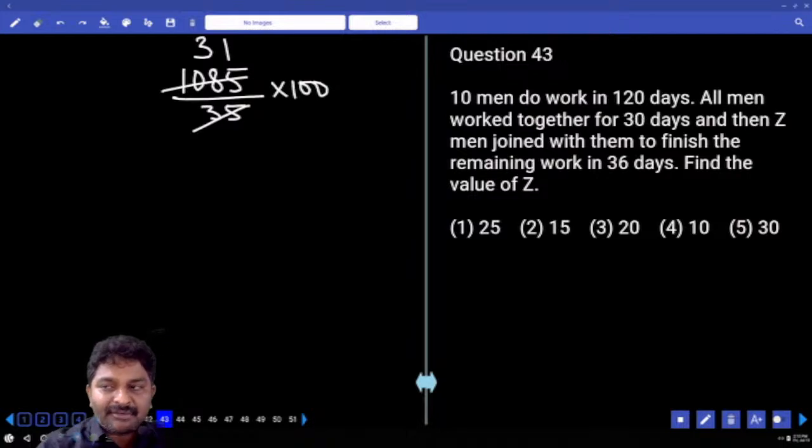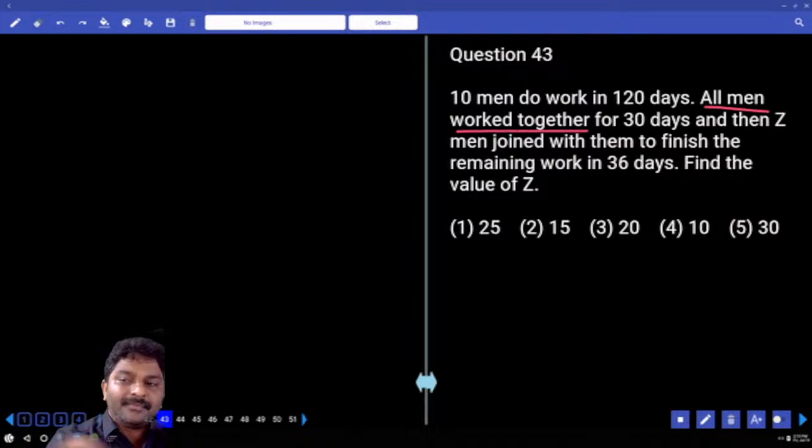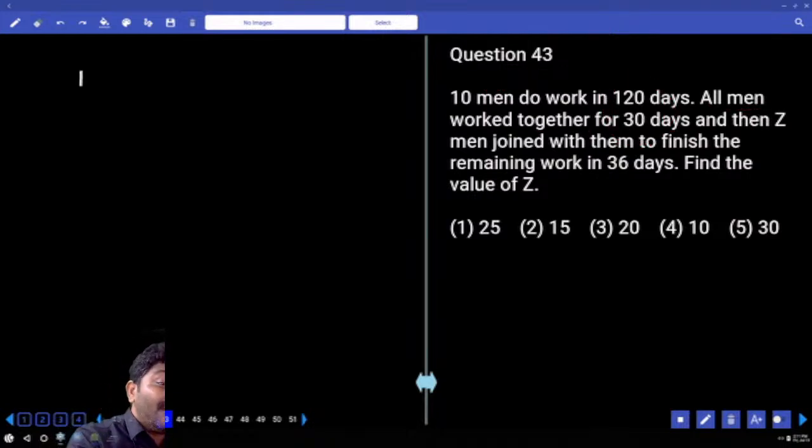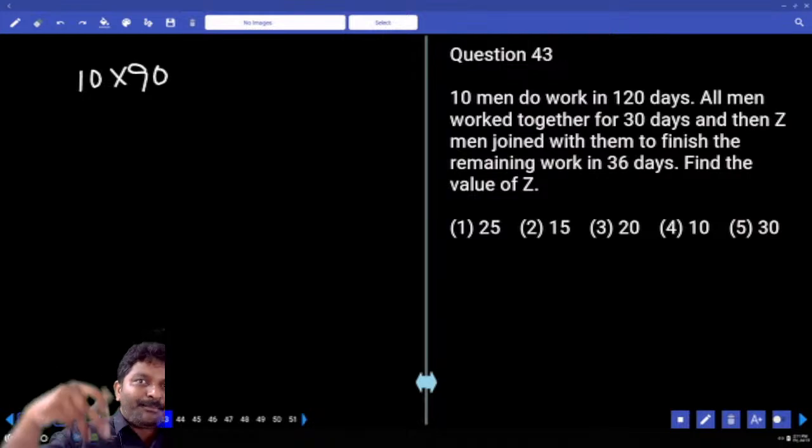10 men do the work in 120 days. All men work together, all men meaning 10 men. 10 men started working together for how many days? 30 days. So how many more days do they need to work? How many men? 10 men need to work for 90 more days to complete the remaining work. Correct?